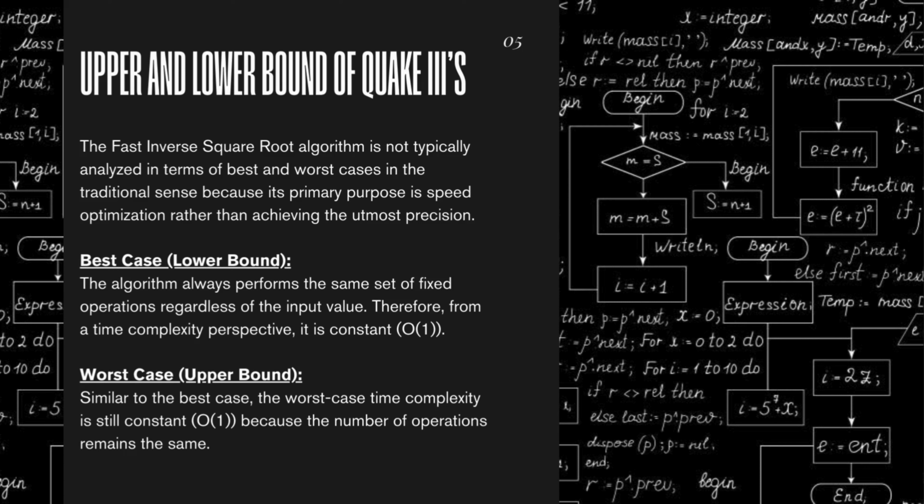But still, if we talk about the best case, that is the lower bound of the algorithm, from the time complexity perspective, it is constant, that is O(1), as it performs the same set of fixed operations regardless of the input value. Similar to the best case, the upper bound, that is the worst time complexity, is the same constant, O(1), because the number of operations remains the same.